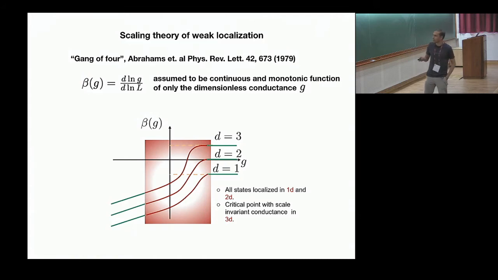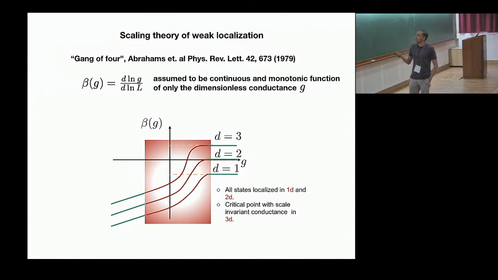And so what they assumed was that in between, if you look at beta as a function of G, for intermediate values of conductance, once again, beta is a function of G, and it is a continuous and monotonic function which interpolates between these two kinds of behavior. So with this assumption, what you can see is that in three dimensions, you actually have a metal insulator transition because there is a particular value of G at which the beta function crosses zero.